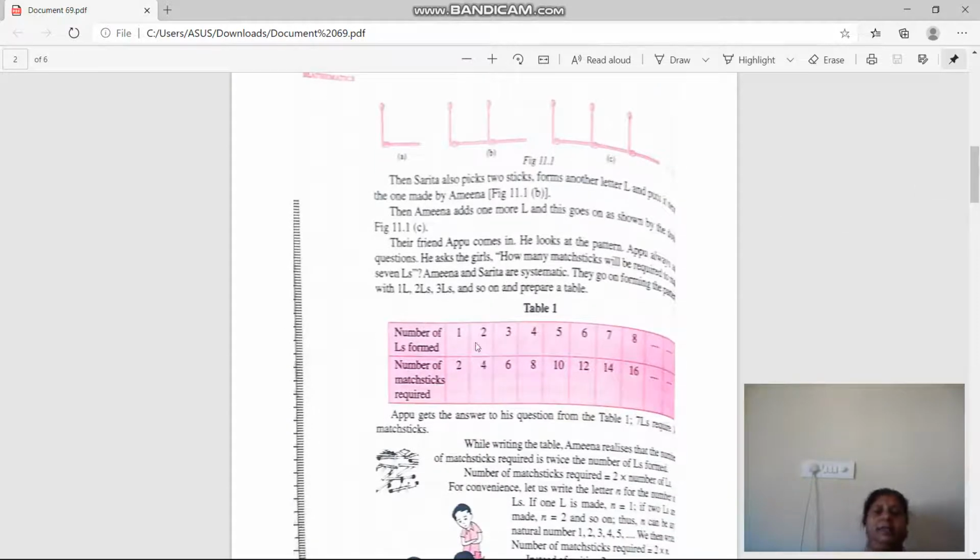This is the table. The number of L forms: 1, 2, 3, 4, 5, 6, 7. Suppose we will take up to 7 because he asked up to 7. Okay. The number of matchsticks required.